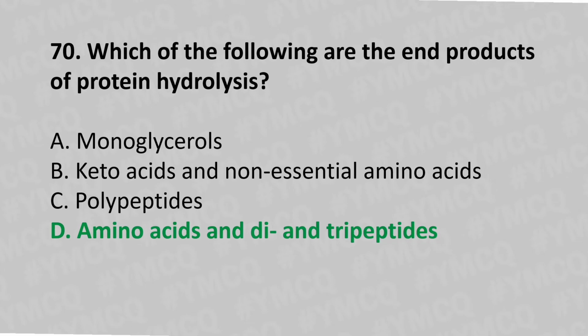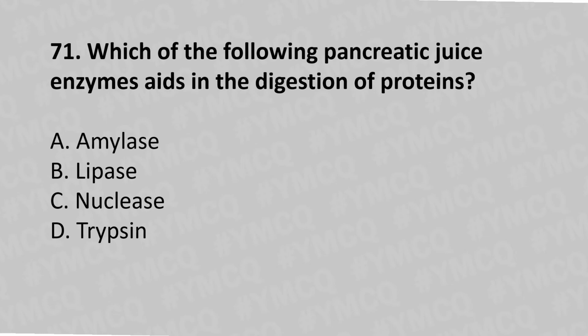Now let's move to question number 71. Which of the following pancreatic juice enzymes aids in digestion of proteins? Option A, amylase. Option B, lipase. Option C, nuclease. Option D, trypsin. And the answer is option D, trypsin.